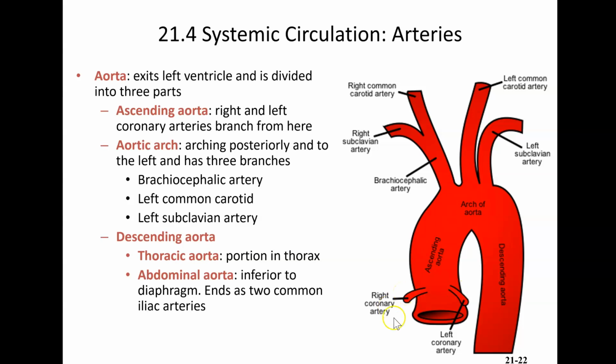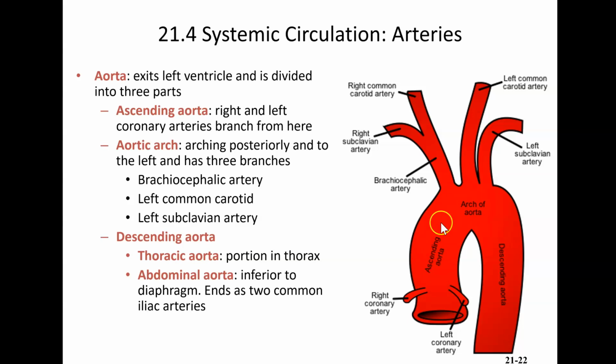So coming off of the heart, after we pass the aortic semilunar valve, we have the ascending aorta. The first vessels to be given off from the aorta will be the right coronary artery and the left coronary artery, and these will travel to supply oxygen to the heart muscle itself.